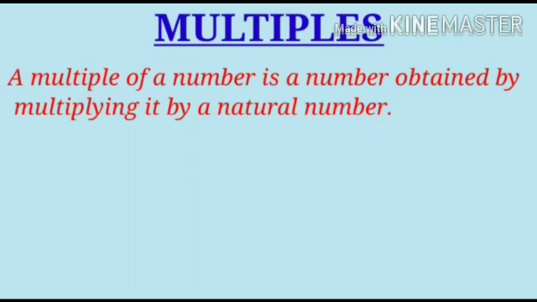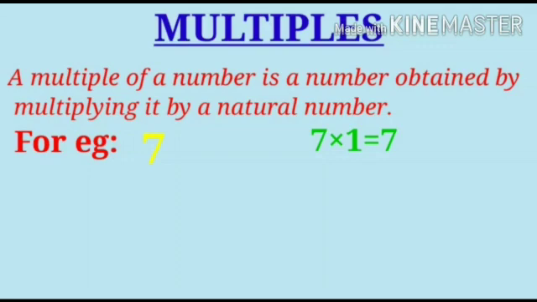We can better understand this topic with the help of an example. Suppose we want to find out the multiples of 7. So for this, what do we have to do? We will multiply 7 by the natural numbers. So when 7 is multiplied by 1, we get 7. So 7 is a multiple of 7.